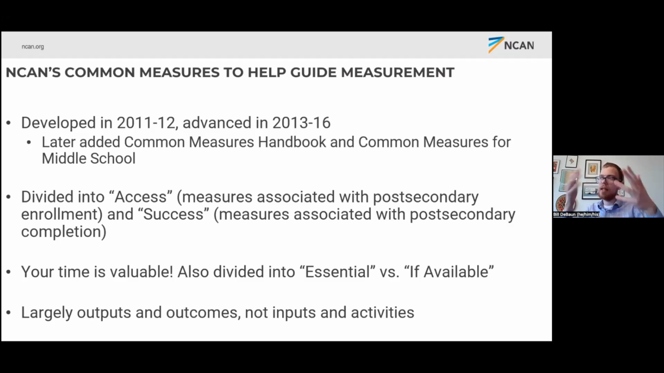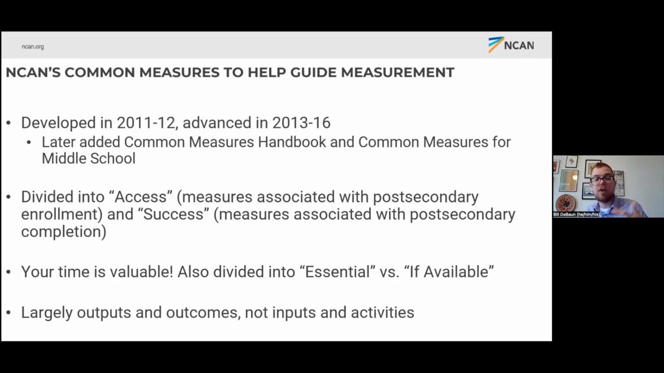But we divide these measures into access indicators, so anything associated with post-secondary enrollment, that leads to post-secondary enrollment, and success indicators, anything that is associated with post-secondary completion. Now, time is finite in programs, totally understand that. And so we also divided these measures into essential and if available, right? Some programs have different program models. Depending on your program model, you may pull in some of the if available indicators, because those are the activities that you are well suited to doing, that you can get funding for, that you have capacity and the personnel to execute on. But all else being equal, the essential ones are the ones where I think there's more juice for the squeeze, to continue my analogy there.